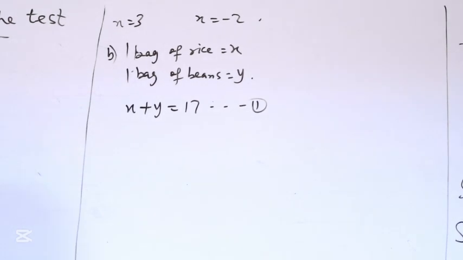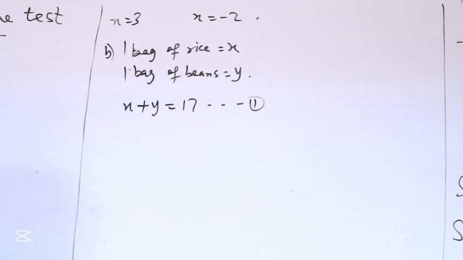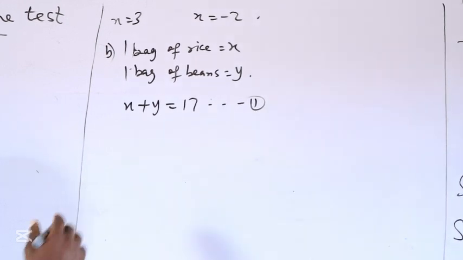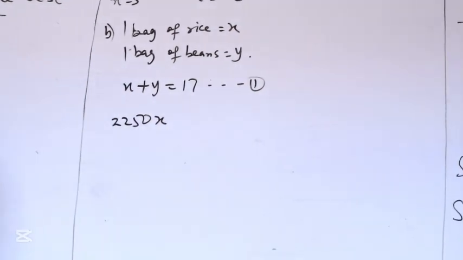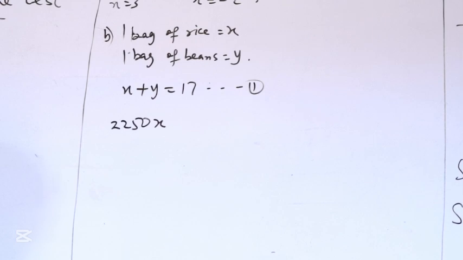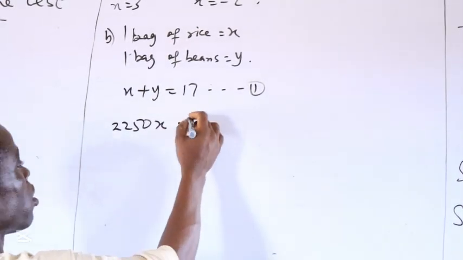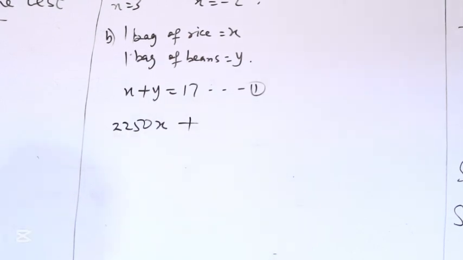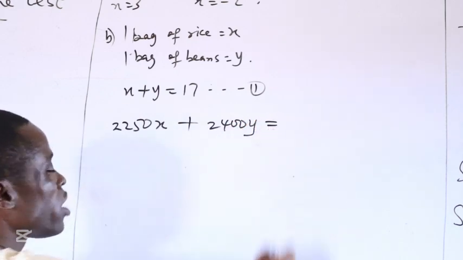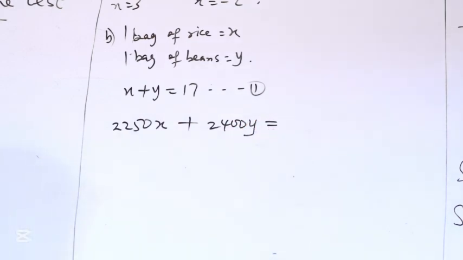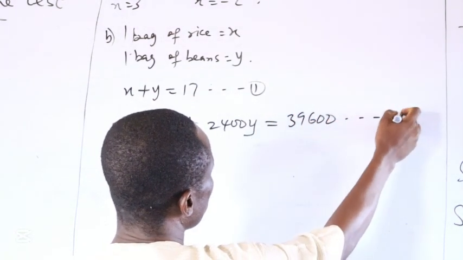Then, when you look at that, each bag of rice costs 2,250, and we have x bags of rice. That will give us 2,250x. Now, when you are solving, there is no need to put naira. But when you get to the final stage, I will now put naira 0.00, just to be on the safer side. Now, plus one bag of beans costs 2,400, so 2,400y. Then the total amount spent is 39,600. That is equation 2.